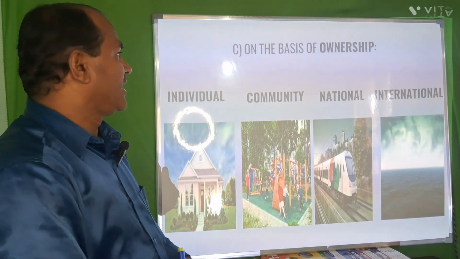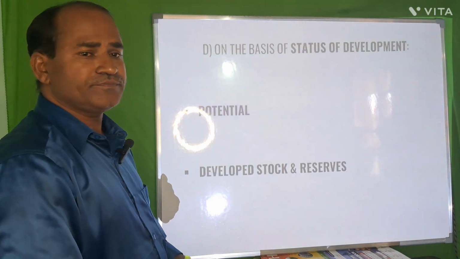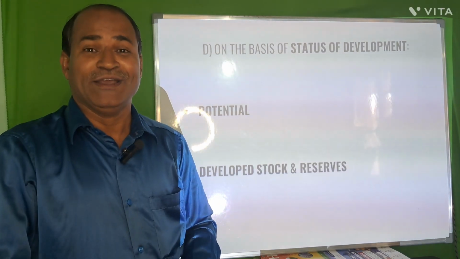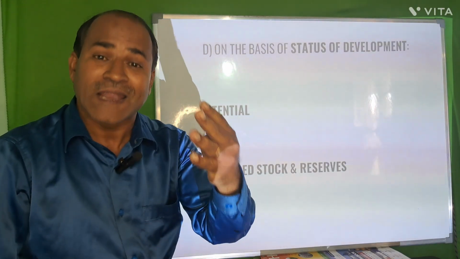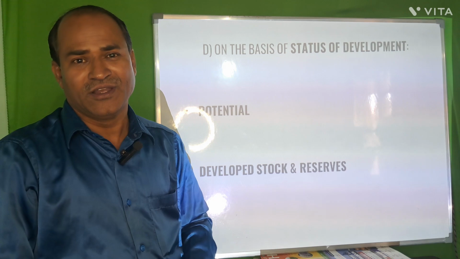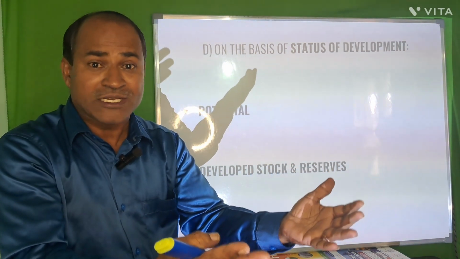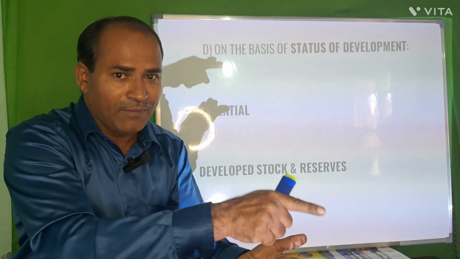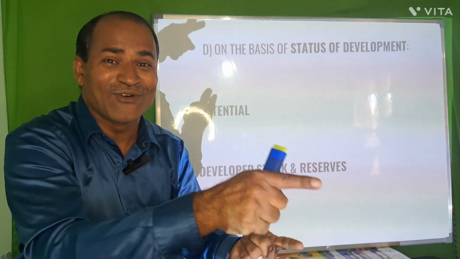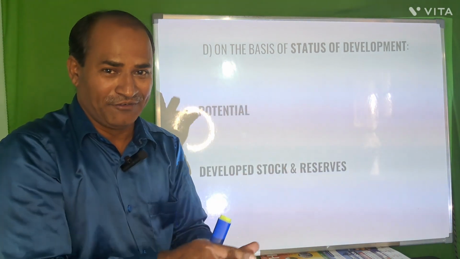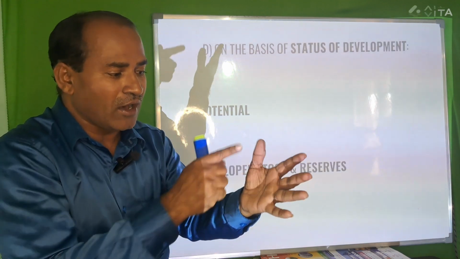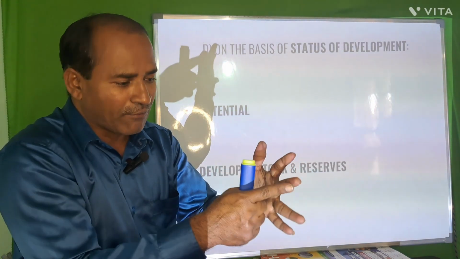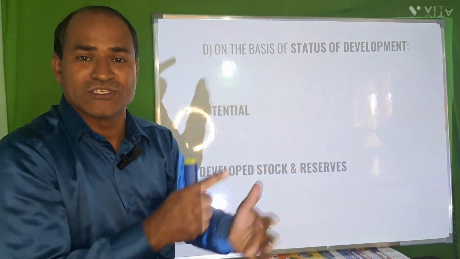And one more classification, that is, on the basis of the status of the development, we have four classifications of the resources. Here we know the status of the development, whether the resources are available or not, and what the quality and the quantity is. That can be identified easily. So there are potential resource, stock resource, developed resource, and reserved resource.